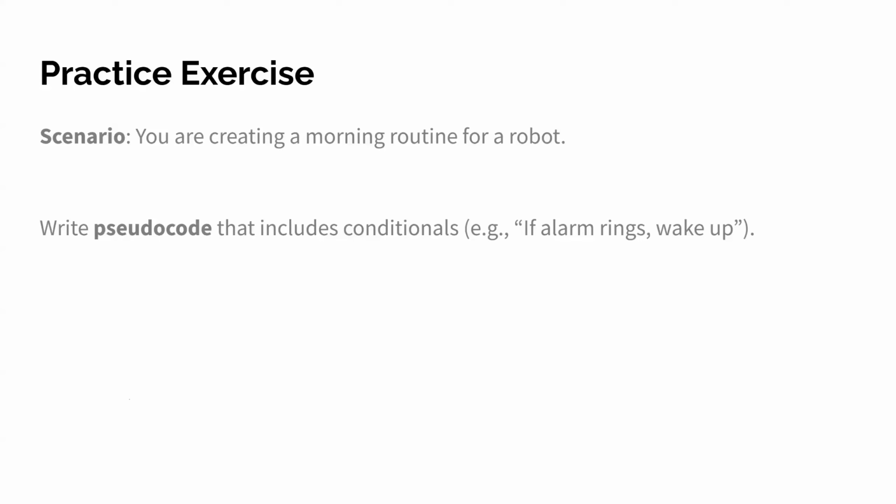6 a.m. ring alarm, else no alarm. Clean the room. Repeat every 5 hours. Okay, that's good. For loop. Mop the living room. Those are very good examples, and you can take this pseudocode and start writing code out of this. If alarm rings, wake up. If it's cold, turn on heat.